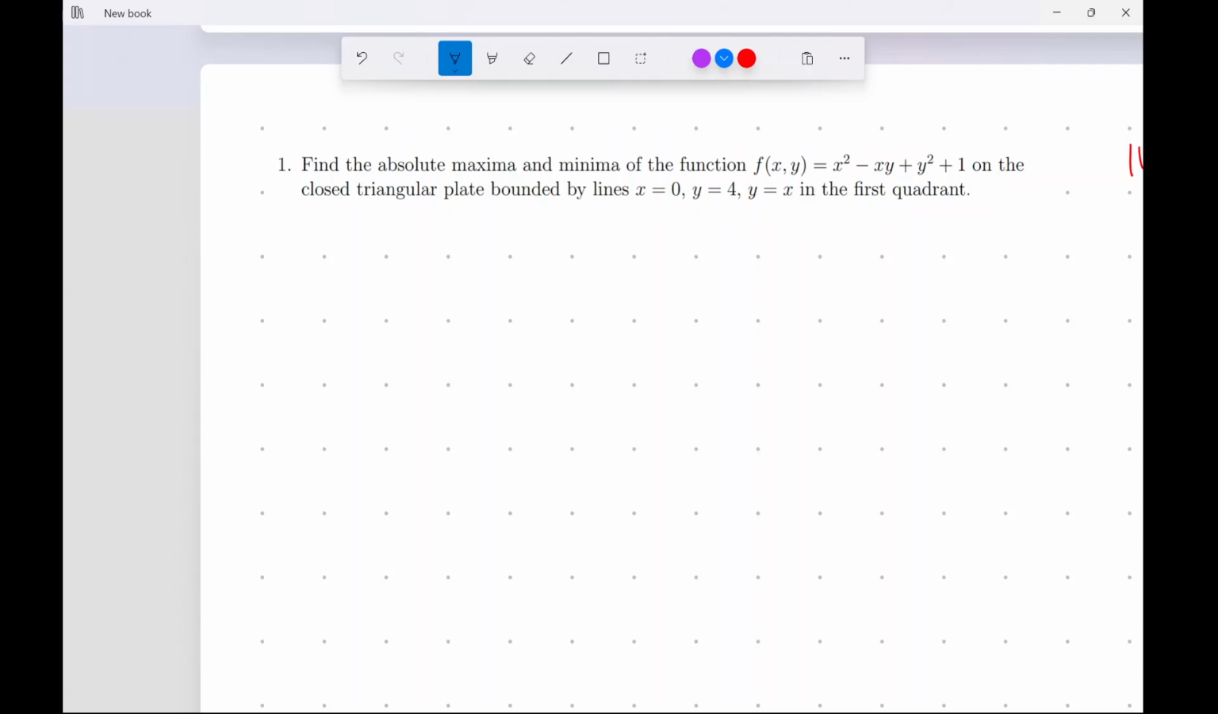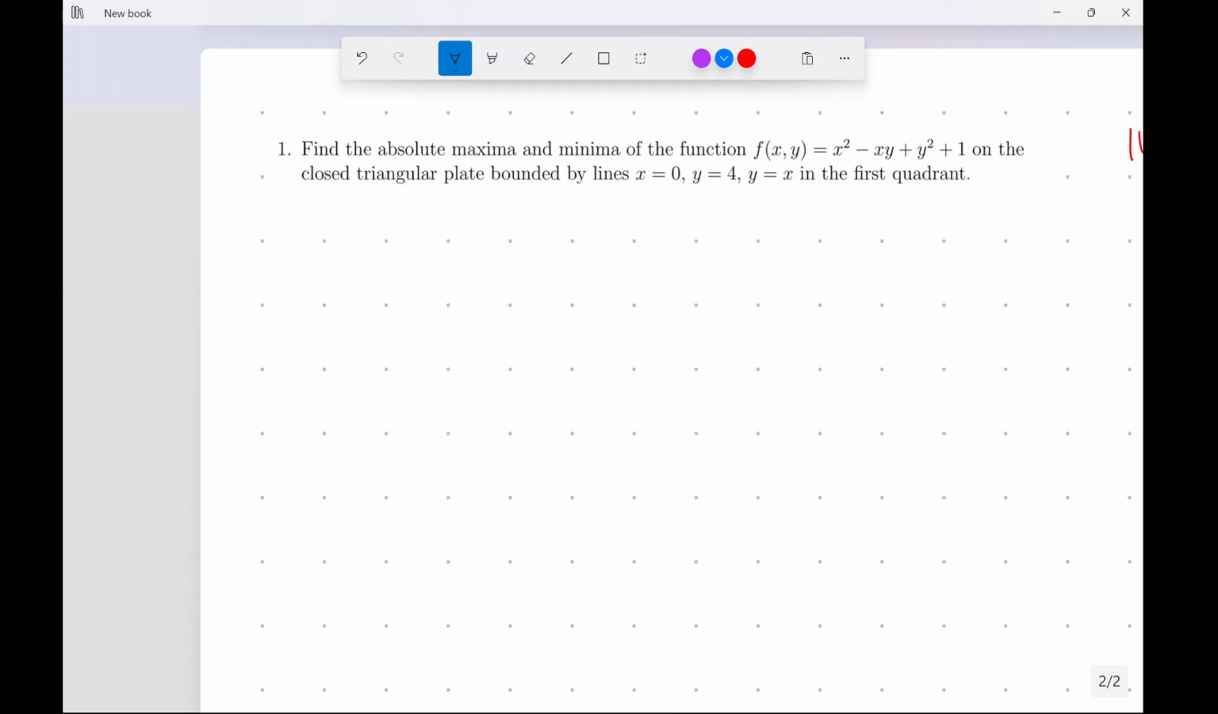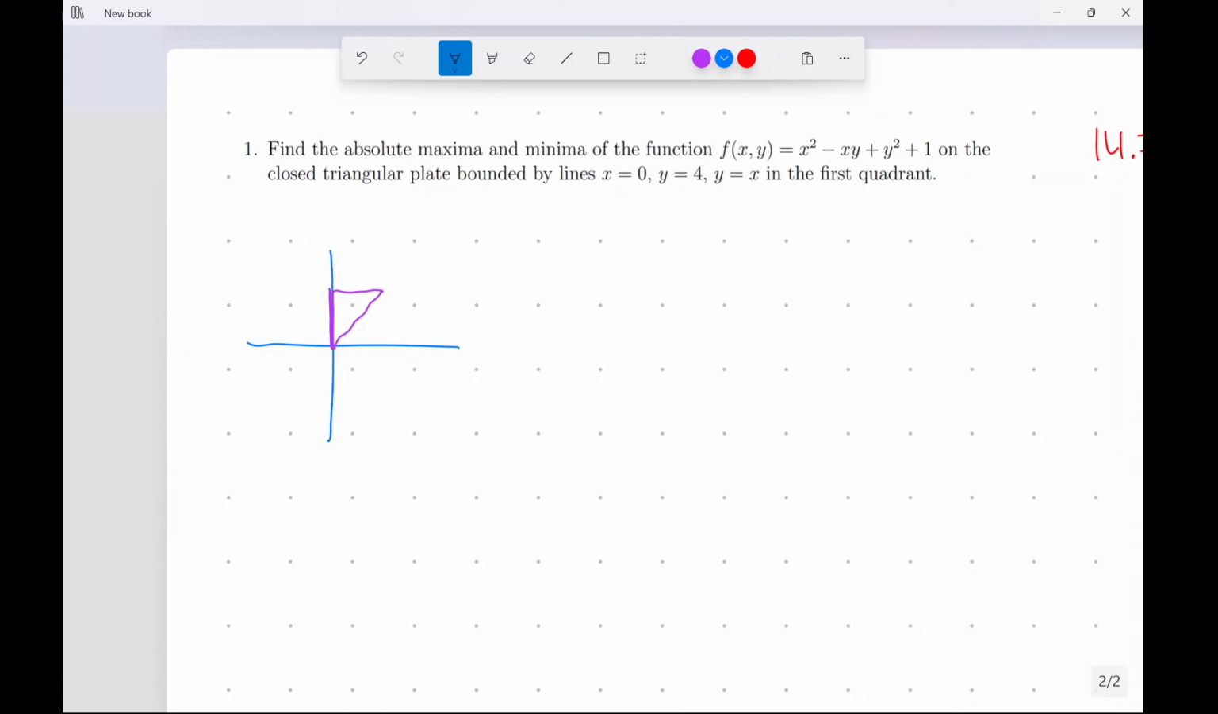Okay. I always like to start these by just drawing a picture of what our region looks like. So here, I'm told that x equals 0. So when x is 0, it's a straight line upward like this. It's in purple here. y equals 4, which is a horizontal line. And y equals x. Okay, so that's that region there, in the first quadrant. And we want to find the absolute maxima and minima of that function.